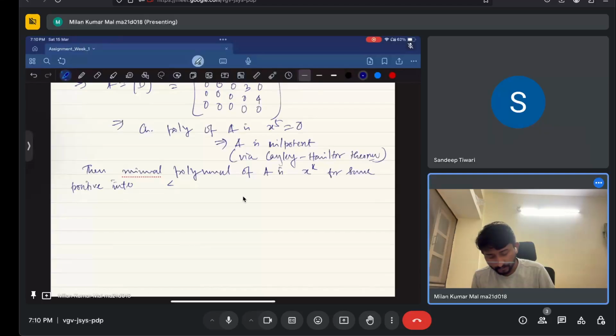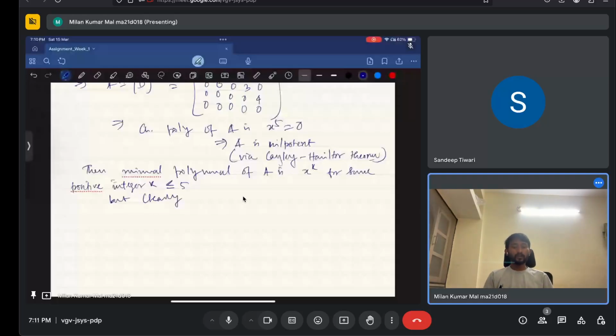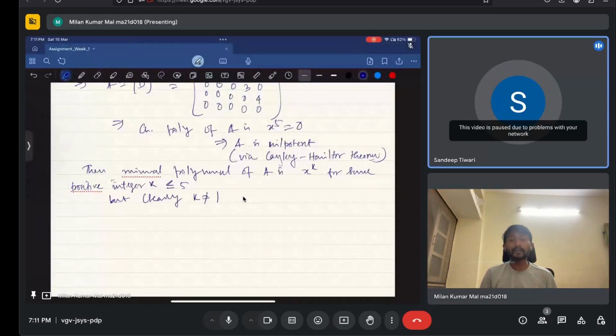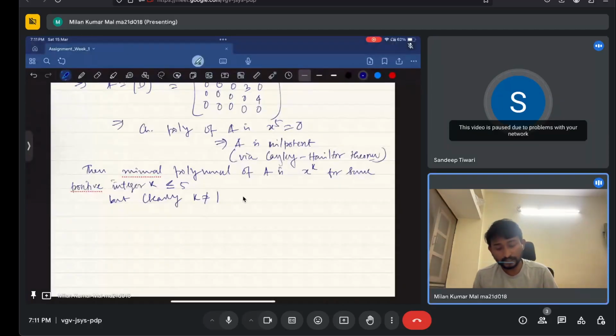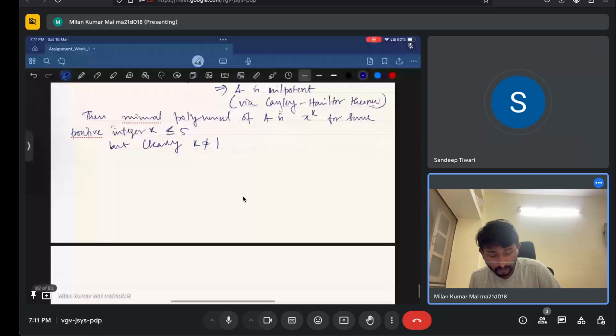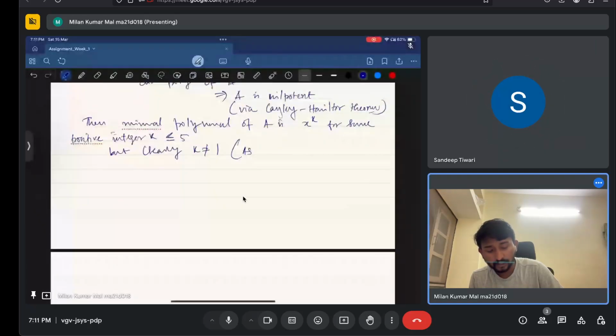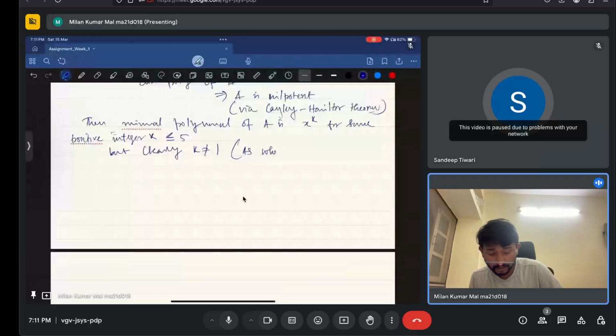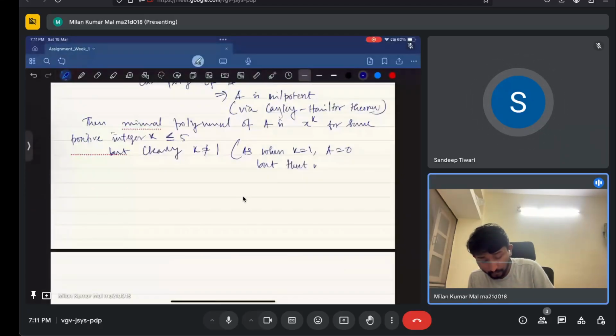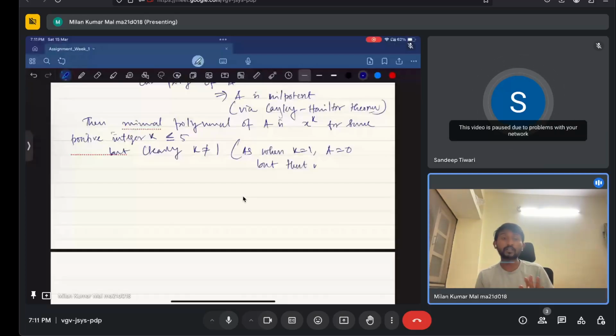But clearly k is not equal to 1. Why is k not equal to 1? Because if k equals 1, the minimal polynomial will be x, which means A should be the zero matrix. In that situation, A is 0. But that is not the case. So therefore x is not the minimal polynomial.